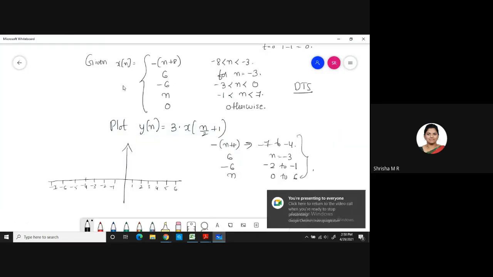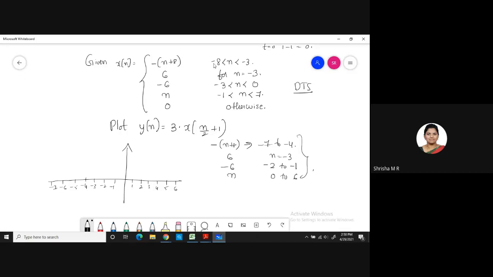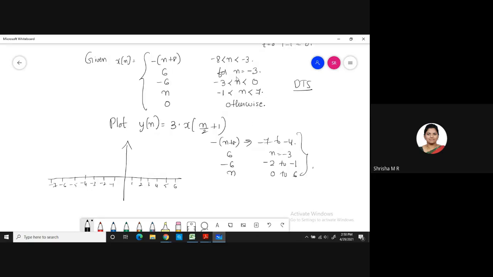So yesterday I had given you this problem, right? Given x of n is equal to minus of n plus 8 between n is equal to minus 8 to minus 3. It is equal to 6 for n is equal to minus 3. It's equal to minus 6 between n is equal to minus 3 and 0. It is equal to n between n minus 1 to 7, 0 otherwise. So we have understood, right, how to plot this.